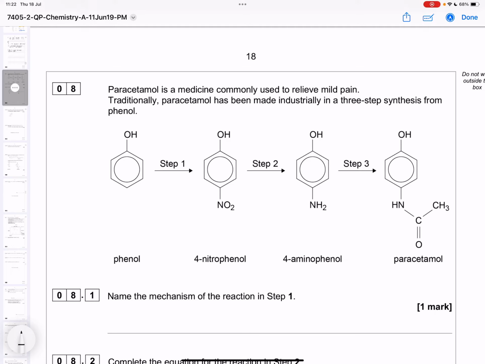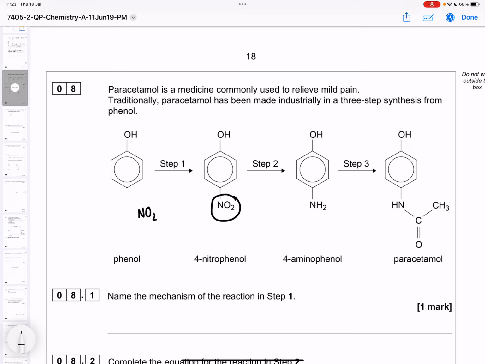Paracetamol is a medicine commonly used to relieve mild pain. Traditionally, paracetamol has been made in a 3-step synthesis from phenol. Name the mechanism for the reaction in step 1. So if we have a look at step 1, we can see that we're nitrating a benzene ring.